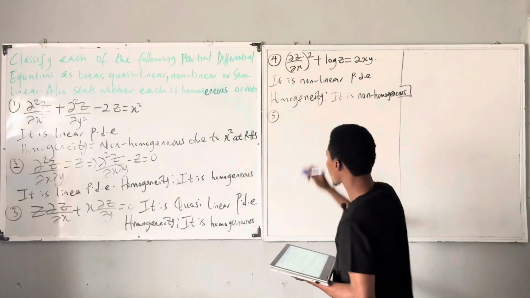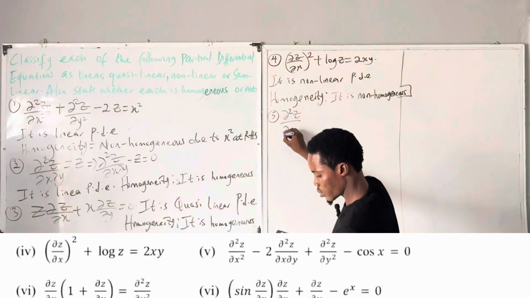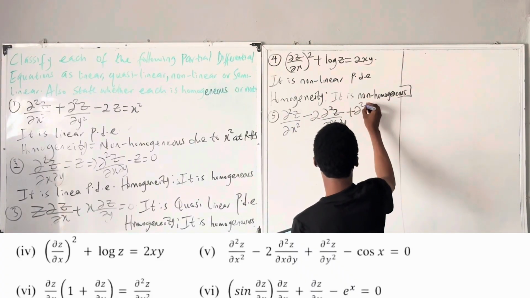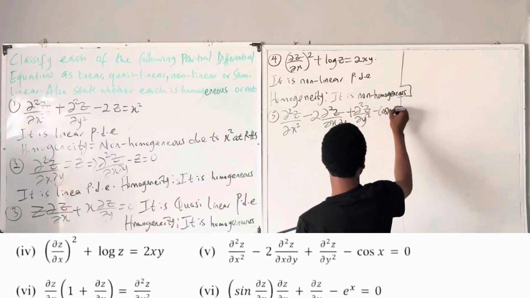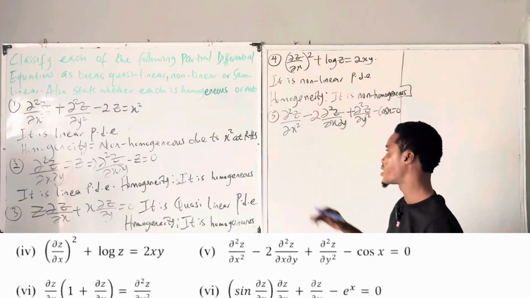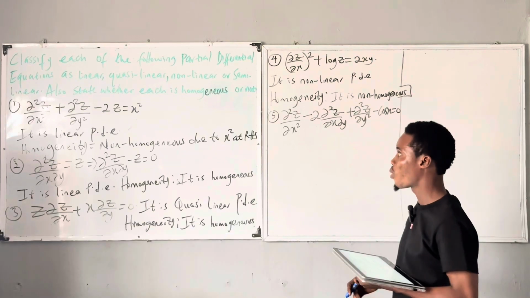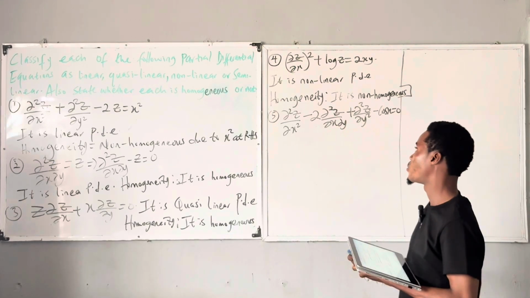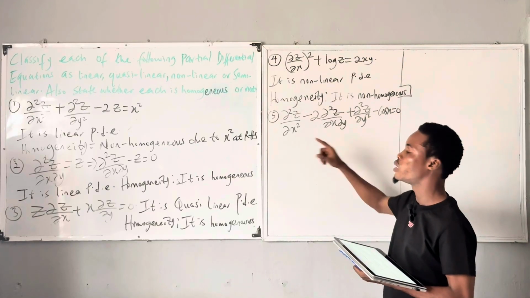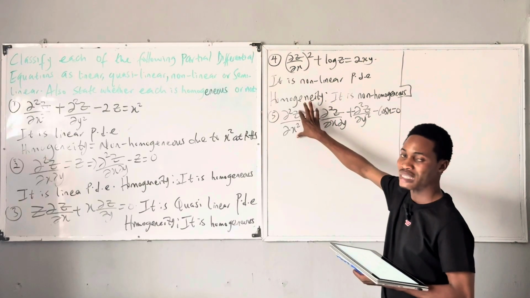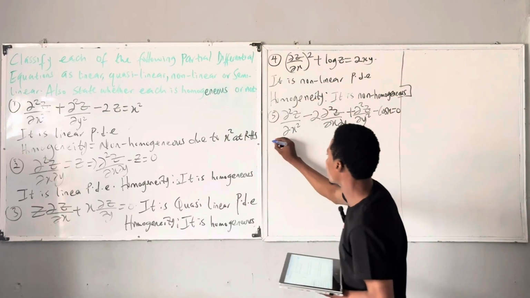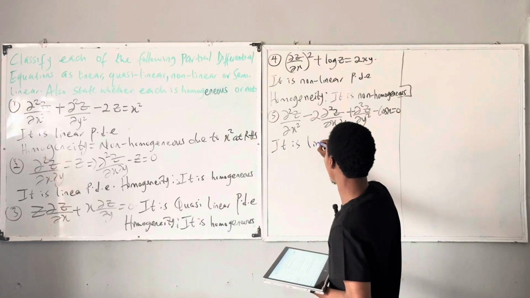Question 5. Del square z. So what type of PDE is this? This is a linear partial differential equation. Why? Because each derivative of z is having what? The power is 1. The power is 1. So that's why it makes it a linear PDE.